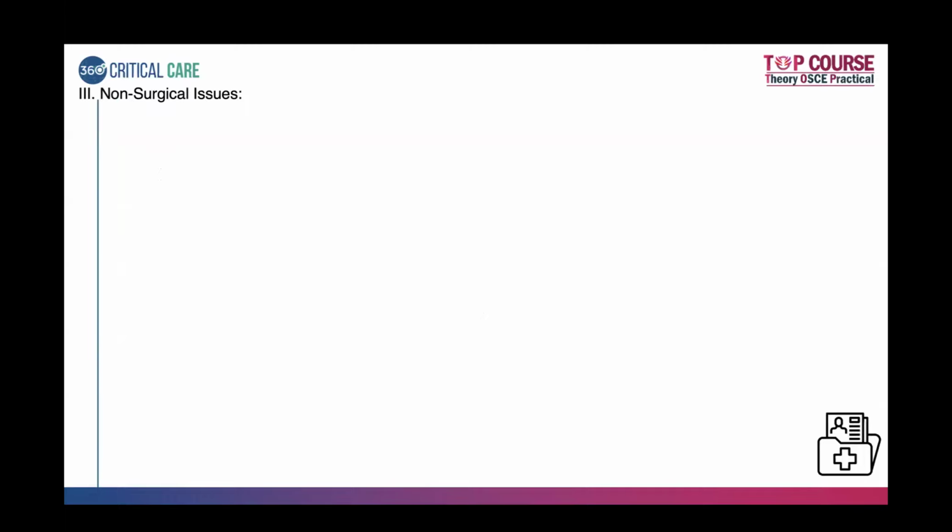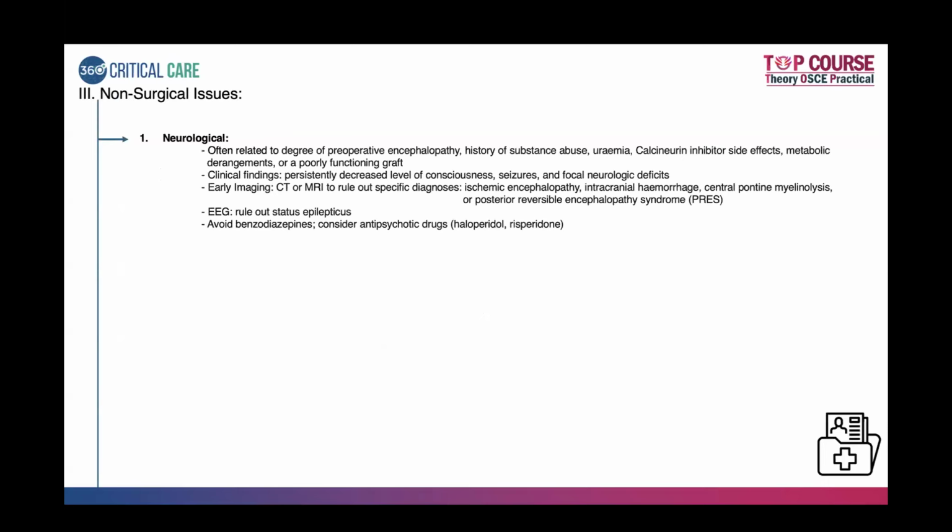So we covered the basic and surgical issues. Now we are covering the non-surgical issues. We can go system-wise. First is neurological. It often relates to the degree of preoperative encephalopathy, history of substance use, uremia, calcineurin inhibitor side effects, metabolic derangements like electrolyte imbalances, or a poorly functioning graft. So for any patient who persists to have a poor sensorium, you have to consider all these as possible differentials to make your final diagnosis.